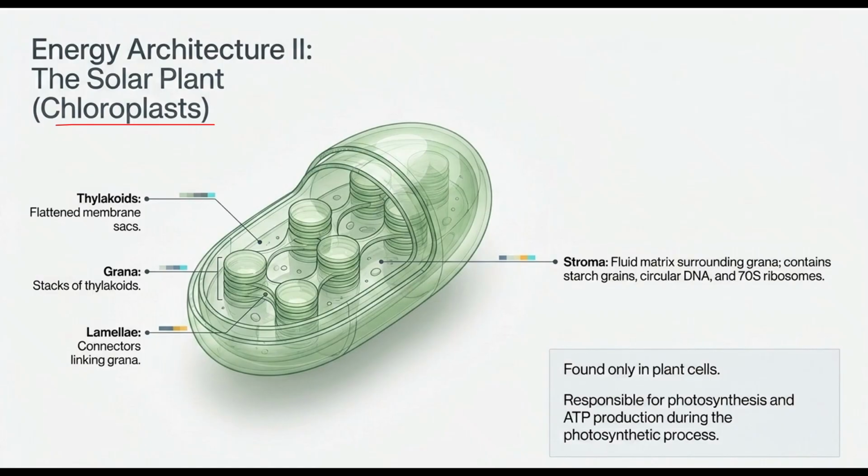So the fluid surrounding this structure is called the stroma. Okay, we have the stroma and it contains enzymes, circular DNA and 70S ribosomes. So during photosynthesis, chloroplasts convert light energy into chemical energy, stored in the form of glucose. Okay, so this is the function happening in the chloroplast. Clear?